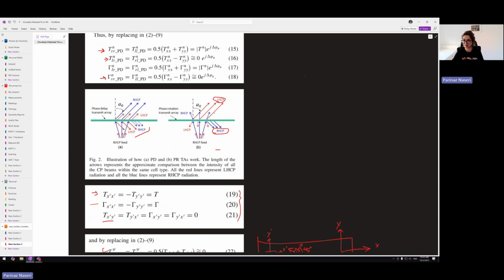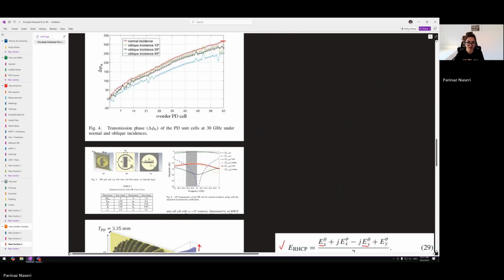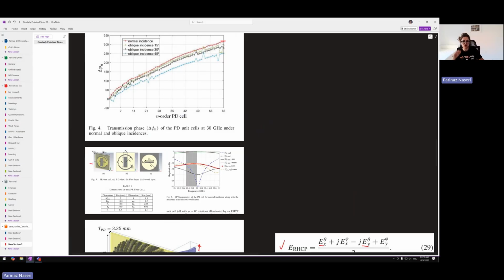Now let's go through an example of a phase rotation unit cell. This is the phase rotation unit cell I designed, okay? In this one, if you simulate the X direction and Y direction coefficients, you would see that they're exactly equal at this band, and then they have about 180-degree difference. Okay, it only has 3 layers, not 5 layers like the other one. It's very compact, but the unit cell is larger.